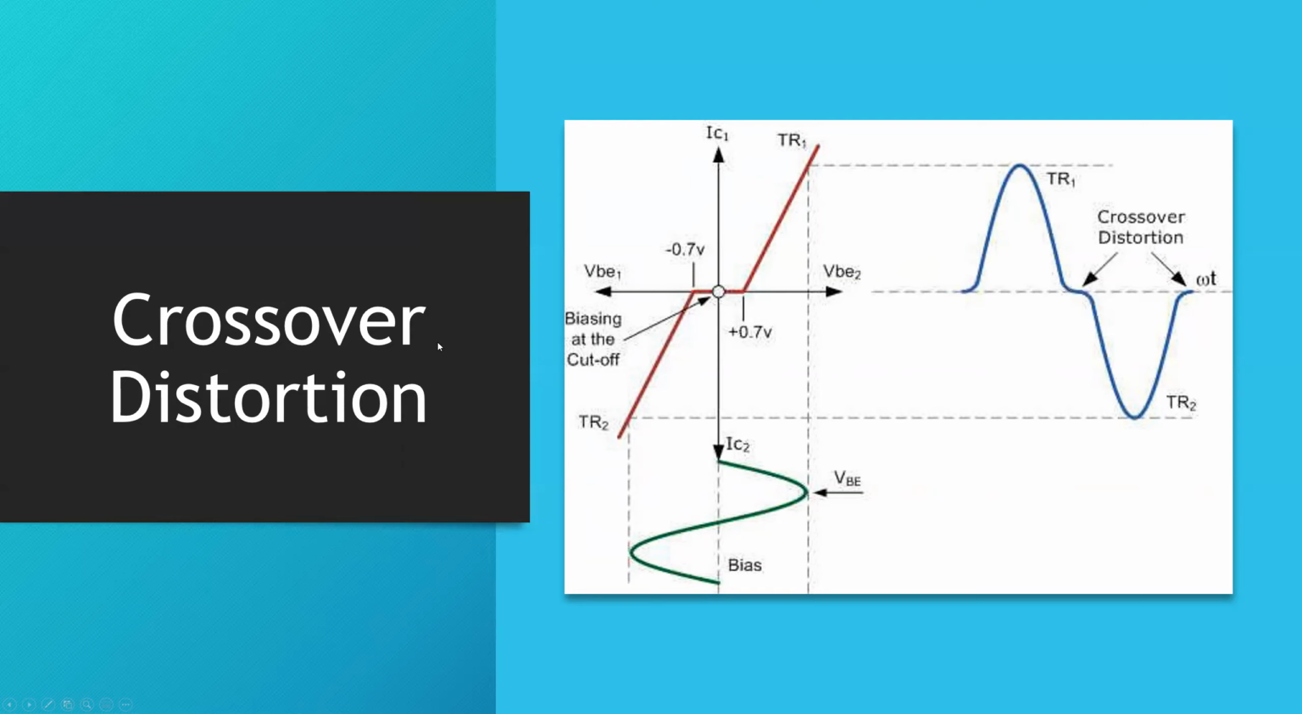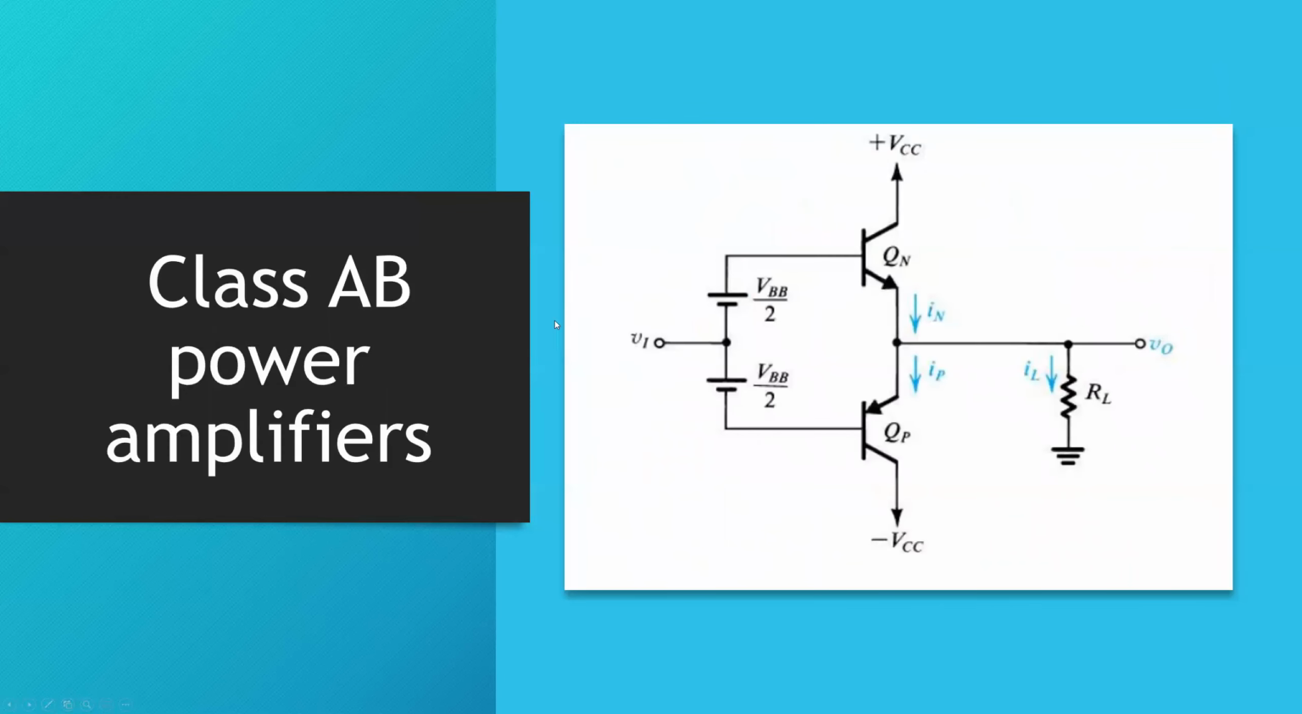Now, to fix the whole problem of crossover distortion, here comes the class AB power amplifier. You can see the circuit here is almost similar to the class B power amplifier, but we have the addition of these two batteries. Now, this is one of the initial configurations, and I'll tell you why in the next slides.